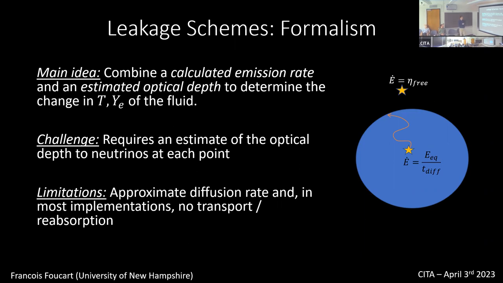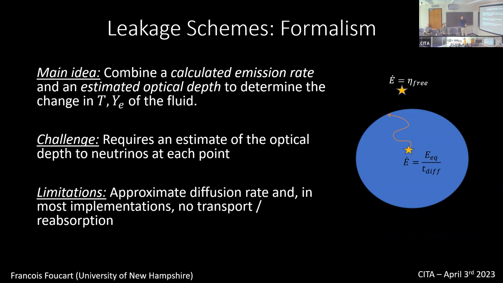The general idea here is that you have your system here. Let's say that this is a region of dense matter. This is a region of very little matter. If you are here, you can easily calculate the emission of neutrinos by just calculating the emissivity, assuming that neutrinos are free streaming. That's something that you can tabulate as a function of density, temperature, composition, given a certain nuclear physics model. And so you can actually get this value relatively accurately. In a leakage scheme, you just immediately remove the energy and possibly change the lepton number according to that emission.